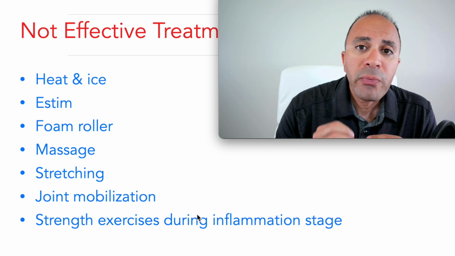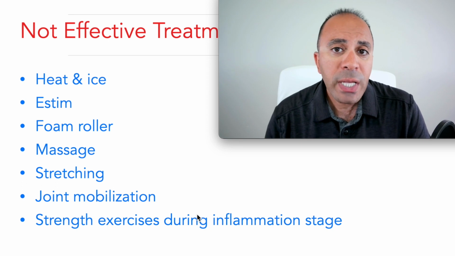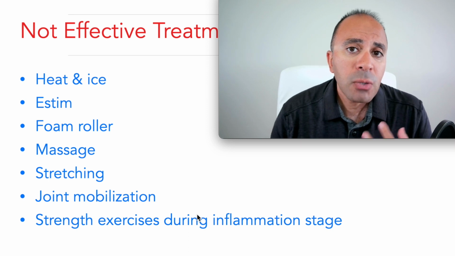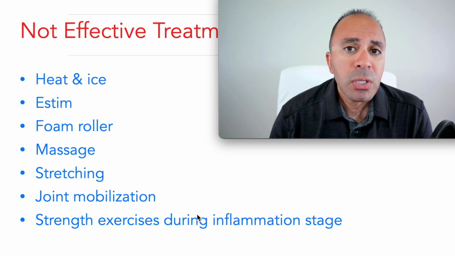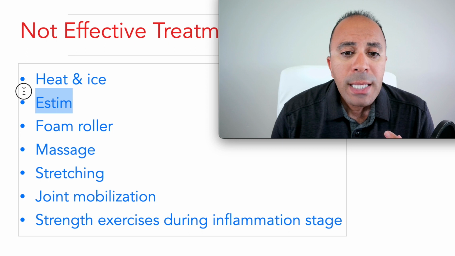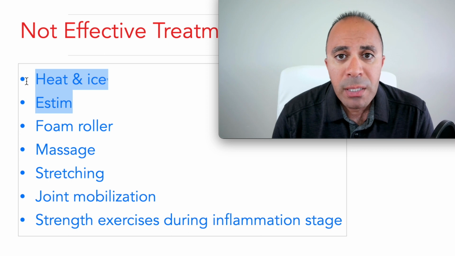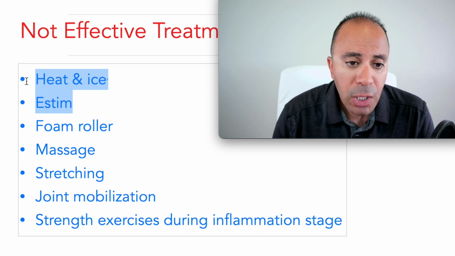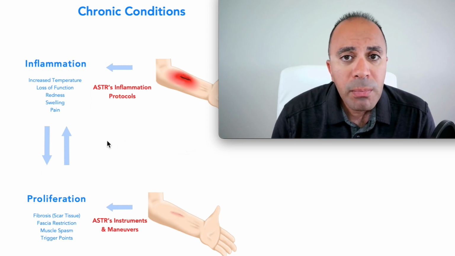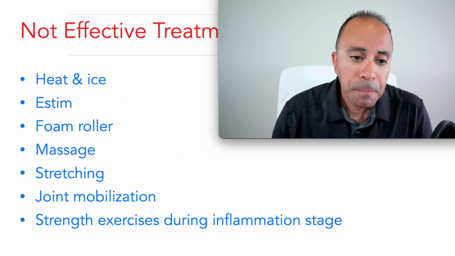I'm going to go over some not effective treatments so you don't have to waste your time. Those treatments are not effective based on the studies, and when we relate that to the normal healing cycle, it will make sense why they do not work. One of the common things used by a lot of healthcare providers is heat and ice, and based on the studies, it provides temporary pain relief, but there is no long-term pain reduction. And when we look at the normal healing cycle, you will notice it's not going to do much to the inflammation, and it's not going to do much to the proliferation stage. So it's basically masking the symptoms.